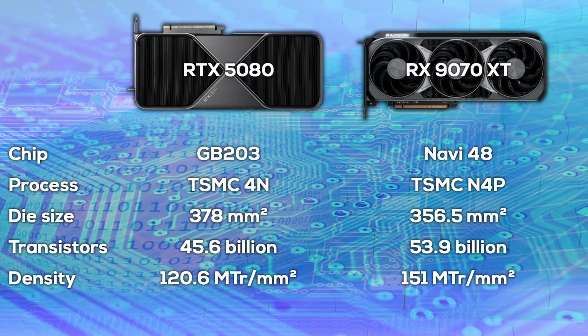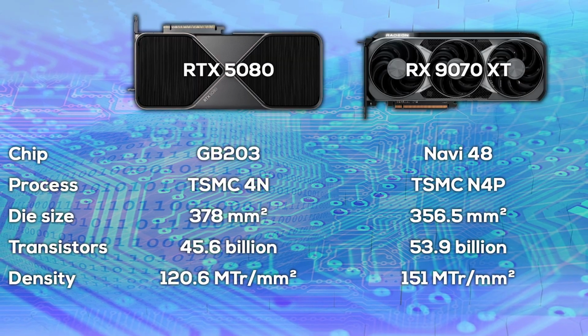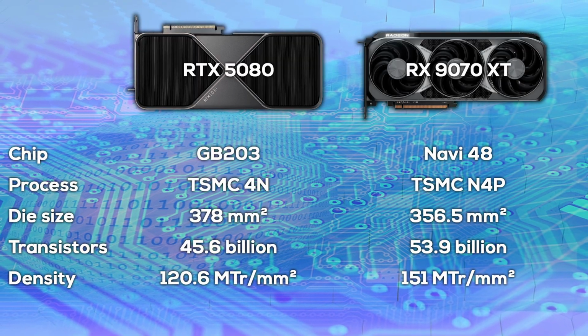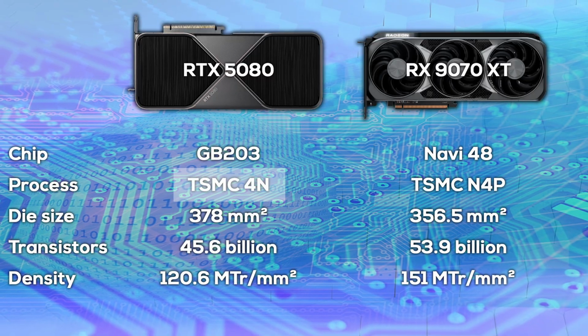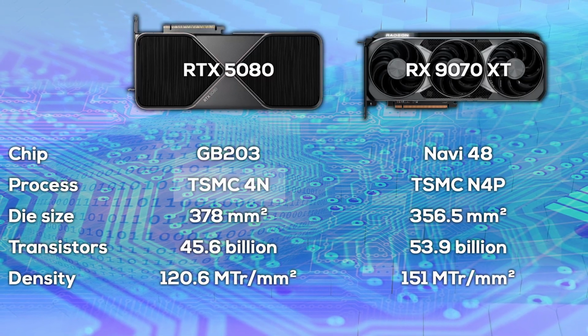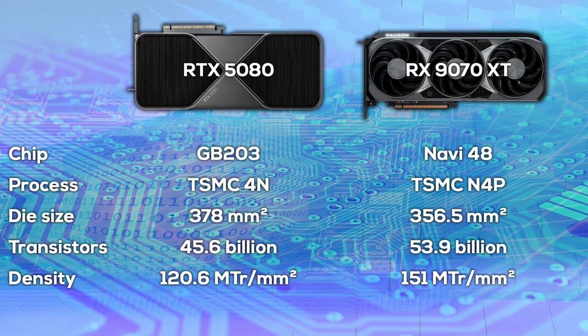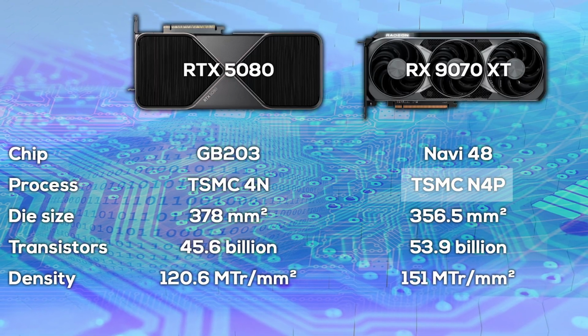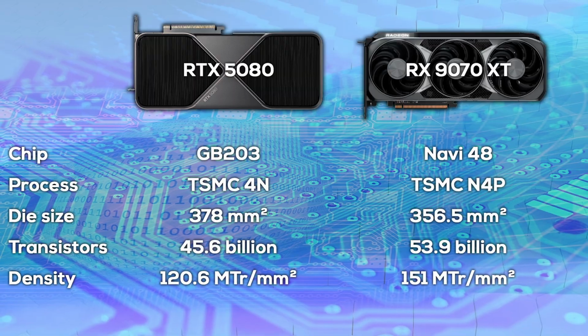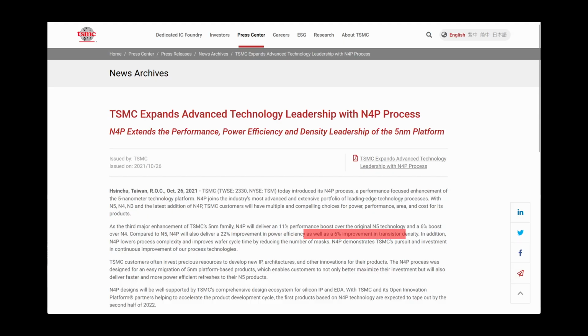What's going on here? Is Navi 48 using a different process node? No. Both Navi 48 and GB203 are based on TSMC's 5nm class. Blackwell uses 4N, which is most likely a Nvidia specific version of N5P, and Navi 48 uses the slightly newer N4P. Both are improved variants of the original 5nm node. According to TSMC, N4P can be up to 6% denser than the vanilla N5, but neither is Nvidia using the vanilla node, nor does it explain the 25% advantage that AMD achieved.